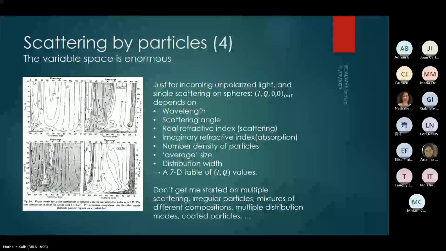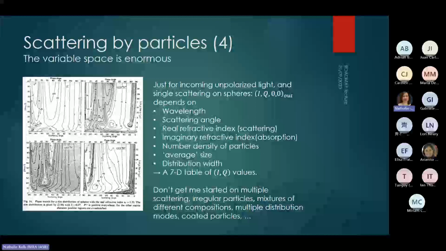I'm not going to speak in detail about all the possibilities. This is also from Hansen and Travis. The 4 elements of the scattering matrix. As for spheres, it's just 4. As a function of scattering angle, as a function of size parameter, which is the ratio of the size to the wavelength. Look at it. It's really, really very complicated, okay? This is just for one size distribution.